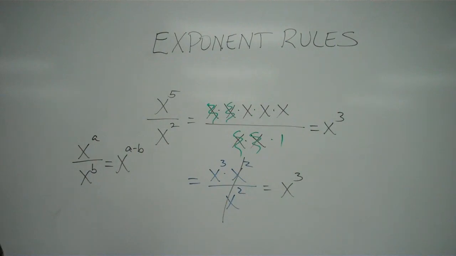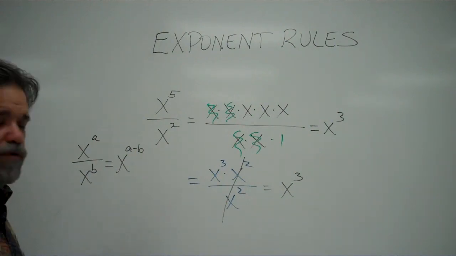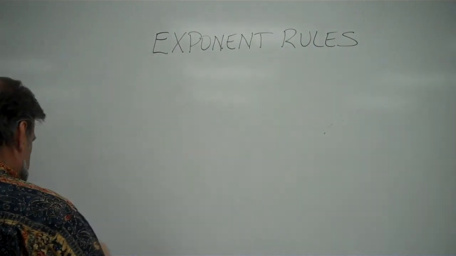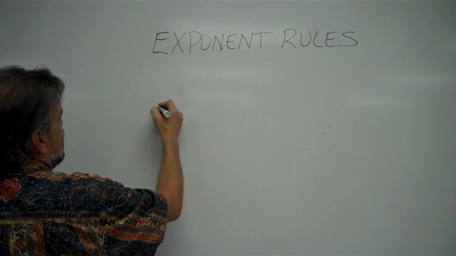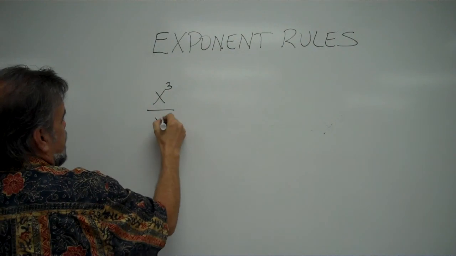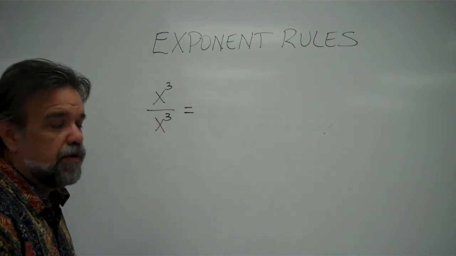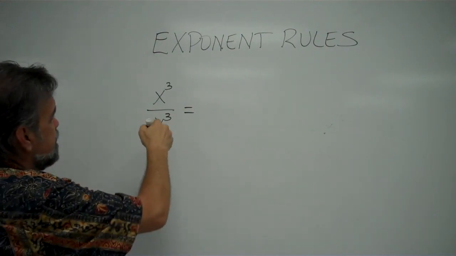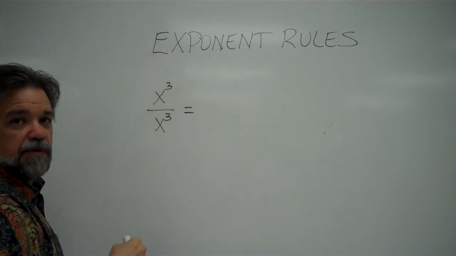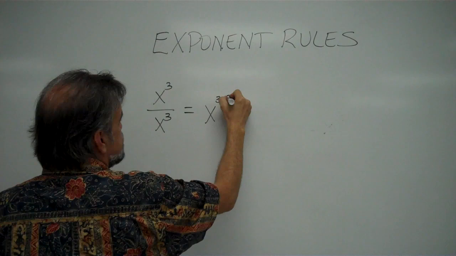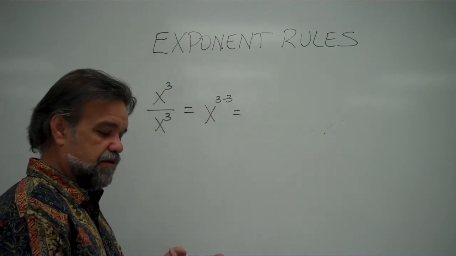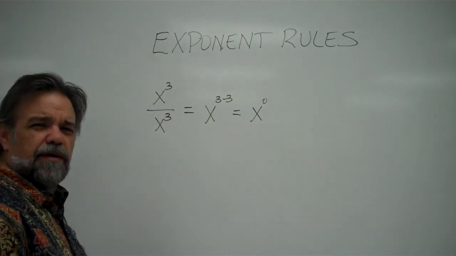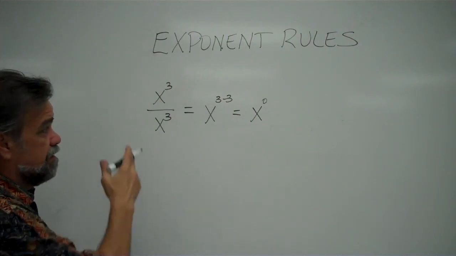All right, let's see. Rule number 4. Rule number 4 is an easy one, and that is, what do you get if you have x to the third divided by x to the third? Well, I just learned a second ago that if I'm dividing something that has the same base, then I just subtract the exponents, right? So that means this would be x to the 3 minus 3. Let's see, what's 3 minus 3? 0. So this is x to the 0 power. 0 power? It's kind of a weird idea. But this is true.